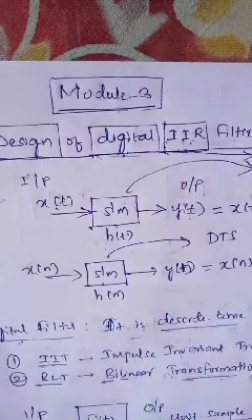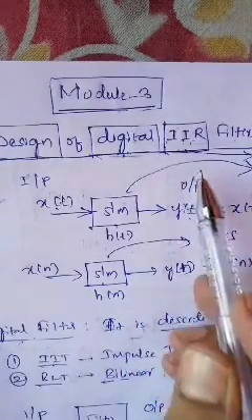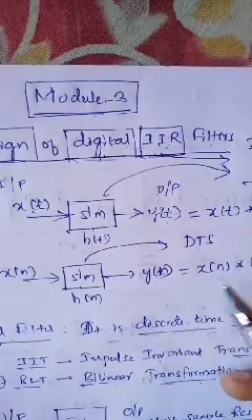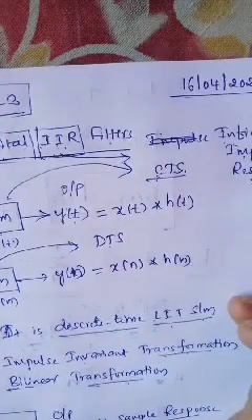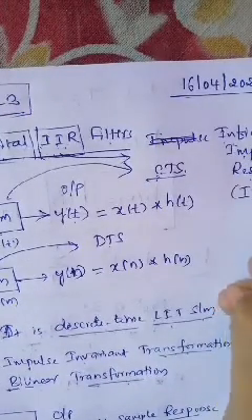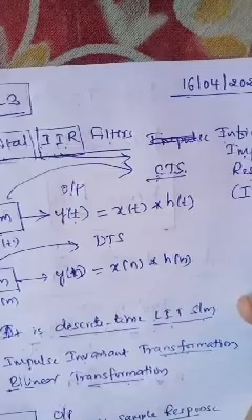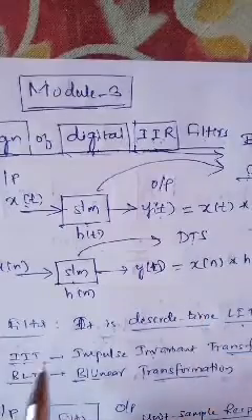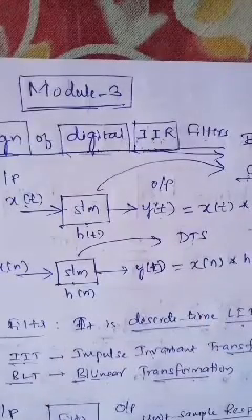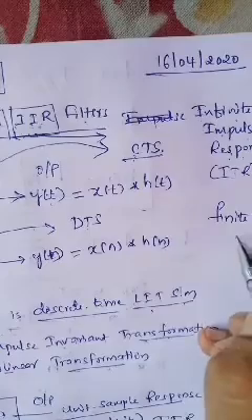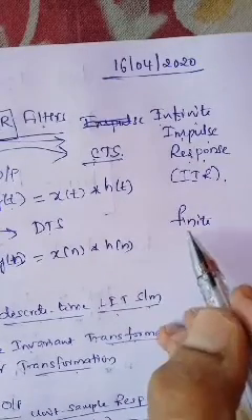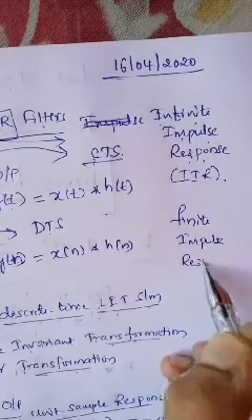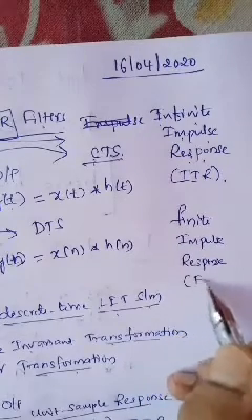When a filter produces a unit sample response that has infinite duration, it is called an infinite impulse response filter, that is IIR filter. If the digital filter has a unit sample response having finite duration, then that filter is called a finite impulse response filter, that is FIR filter.